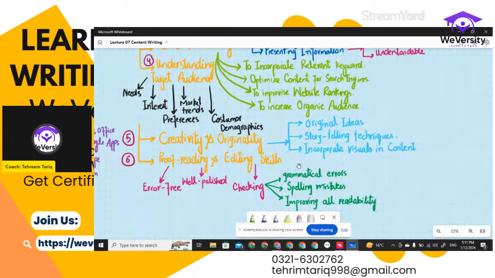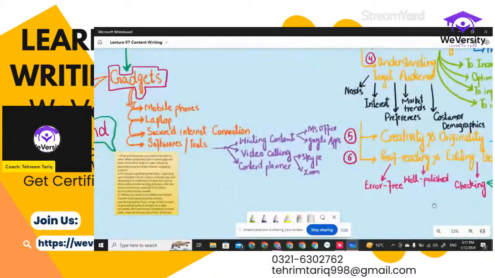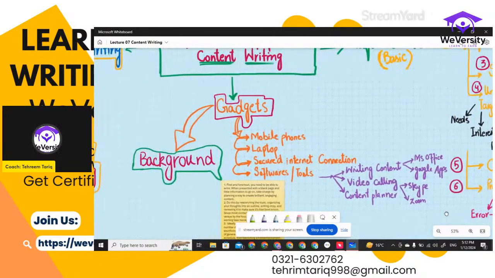Then comes proofreading and editing skills. Proofreading basically means to write error-free content, that is, well polished content, and you do a complete check on grammatical errors, spelling mistakes, and on improving the readability of your content. So this is how you can improve your writing skills, and these are the basic skills that you require in order to start your work as a content writer.